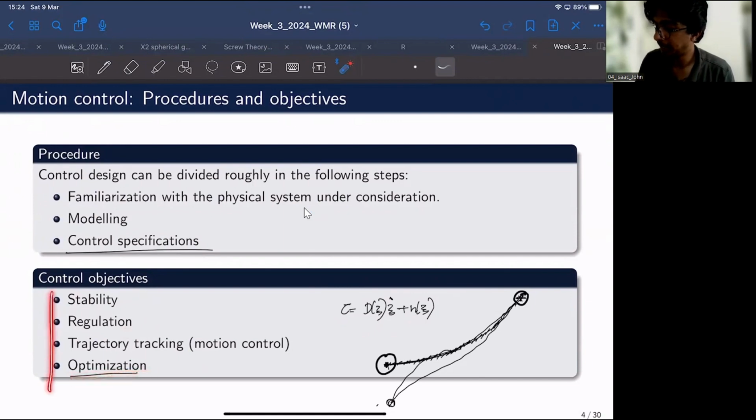So, despite all the different objectives for designing a motion controller, the primary objective, the most important objective, would still be stability of the system.